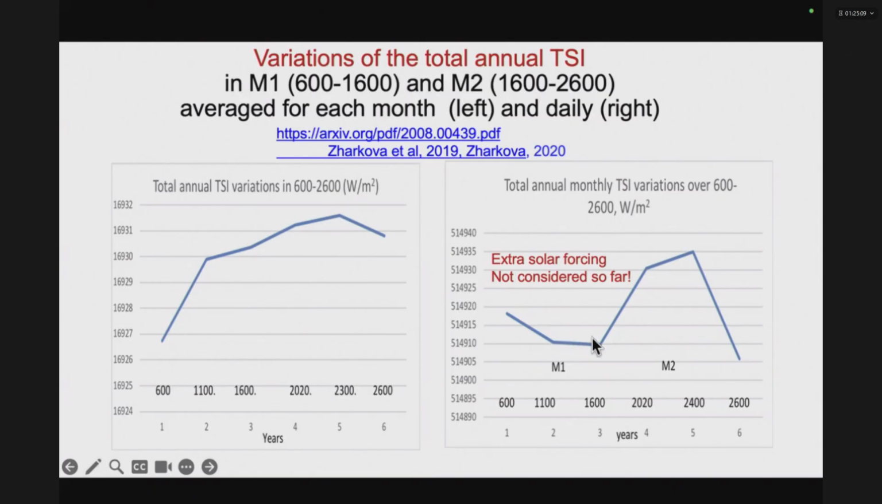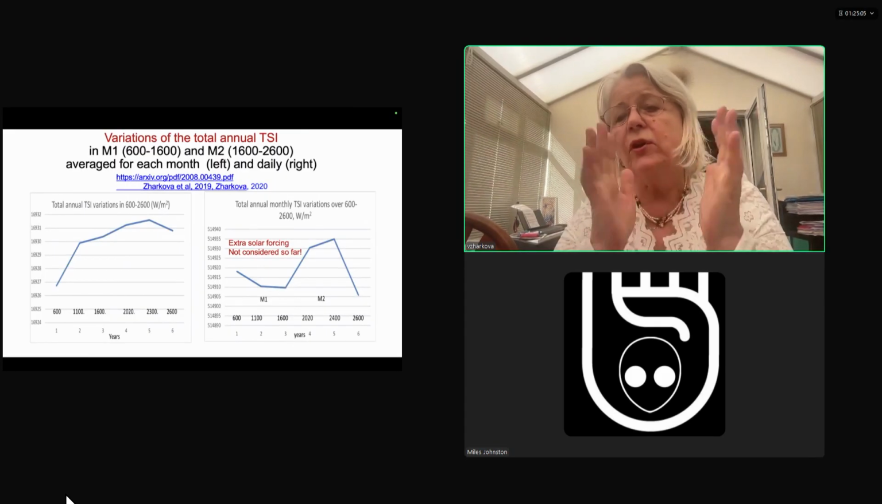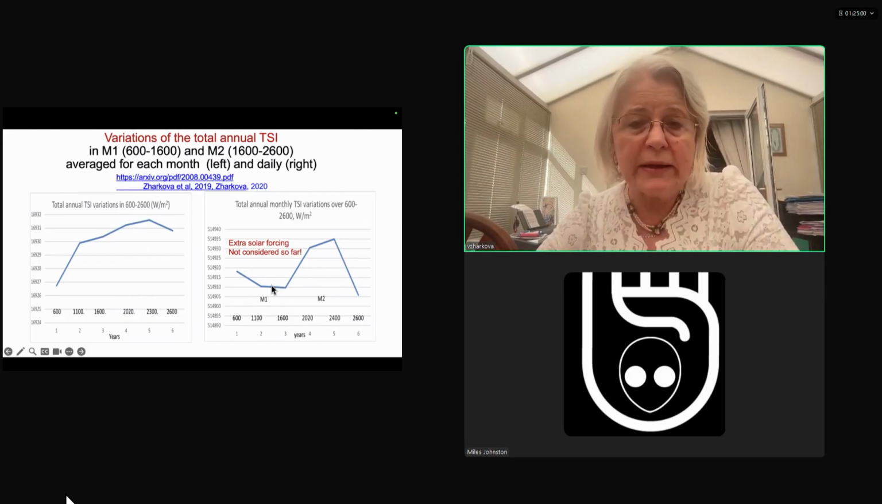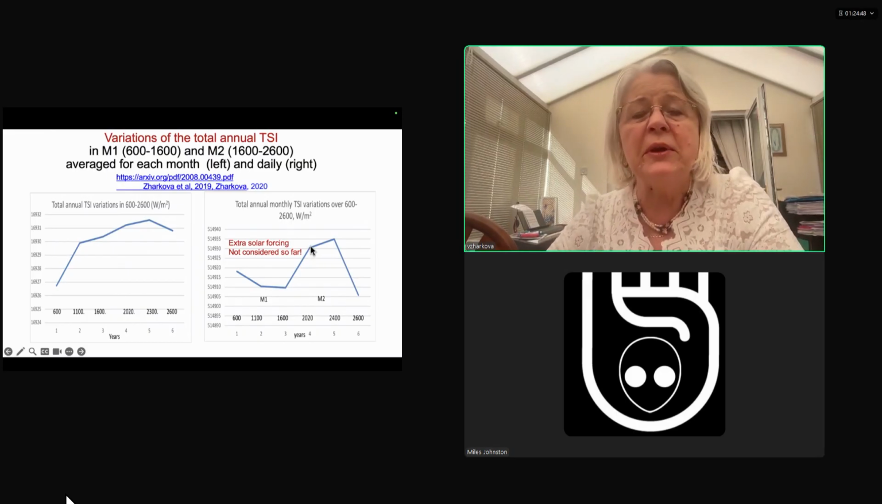What I did, I calculated the whole radiation for every month altogether and the whole radiation per year, and plotted it on the right plot. And you see in Millennium 1, the radiation decreased, but in Millennium 2, at this point, specifically the date 2020, it increased by 20 watts per square meter.